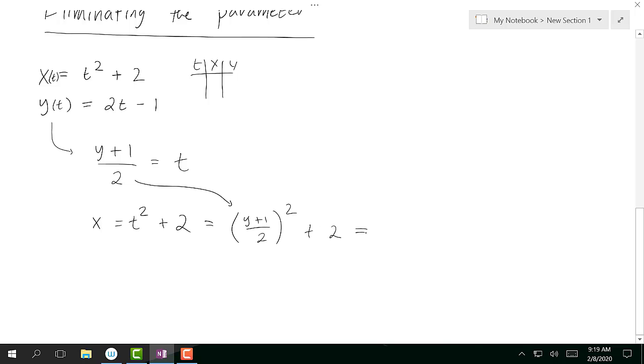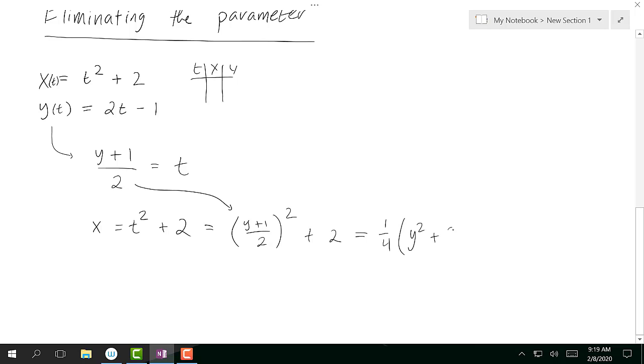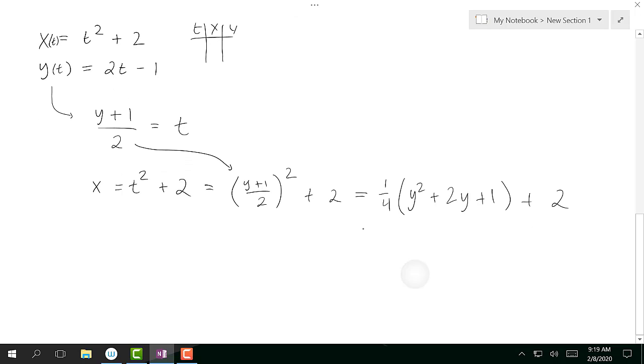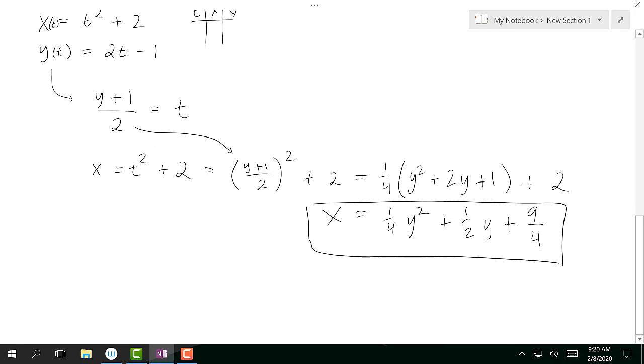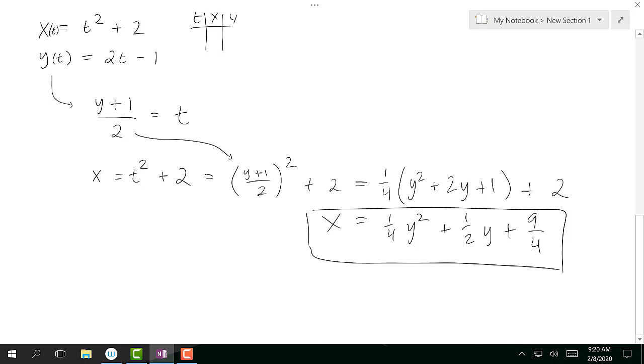We can do the algebra, where we're going to get 1 fourth times y squared plus 2y plus 1, plus 2. And then if we continue this out, we get 1 fourth y squared plus 1 half y plus, and we're going to have 1 fourth plus 2, which is 8 fourths, so we're going to get 9 fourths. And all of this is equal to x. And if we were so compelled to, we could draw this. This would be a parabola opening to the right.